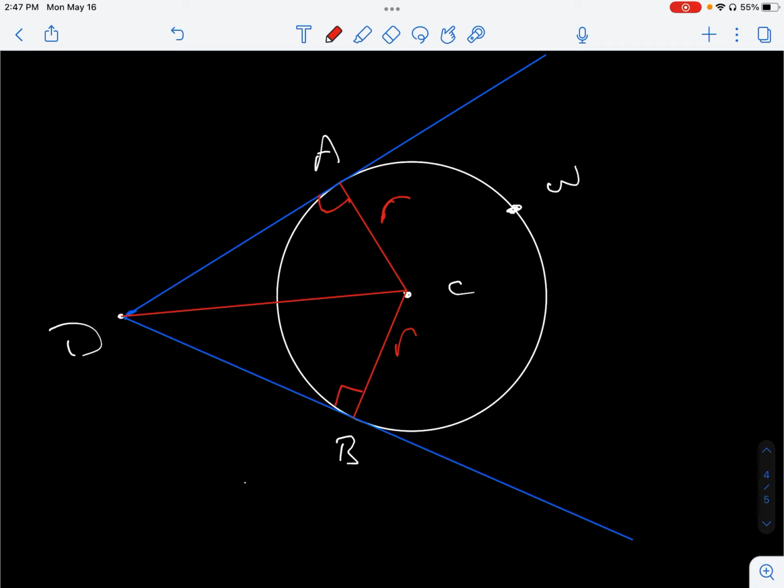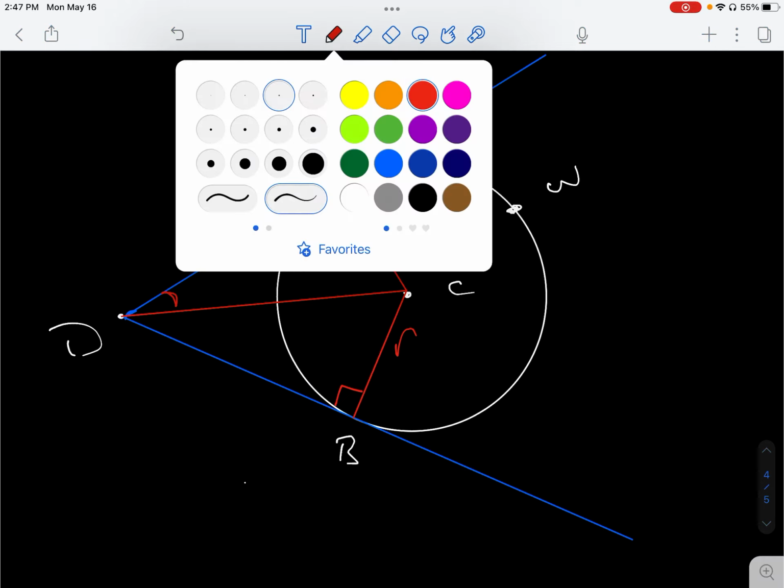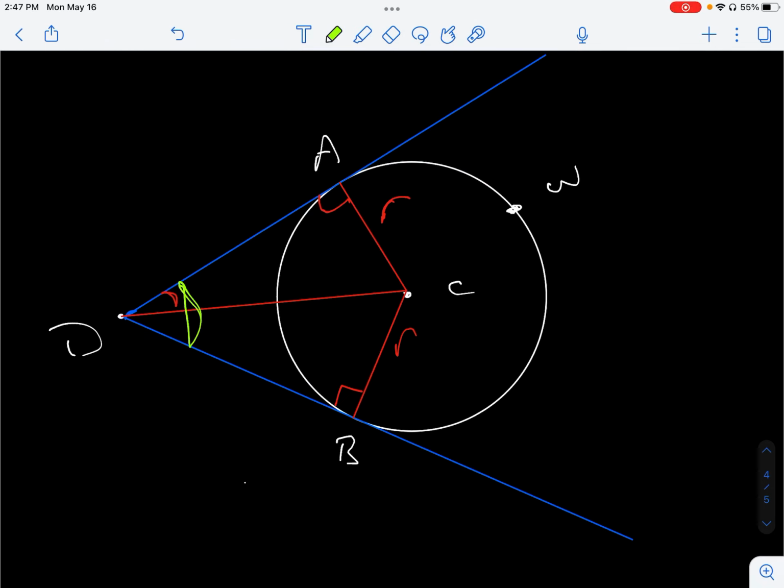Now, we've learned in previous lessons that we can solve for this entire triangle. We can solve for this angle here, angle ADC, which then if we double it, becomes this angle here, which gives us information to find the arc here, and then the arc here.